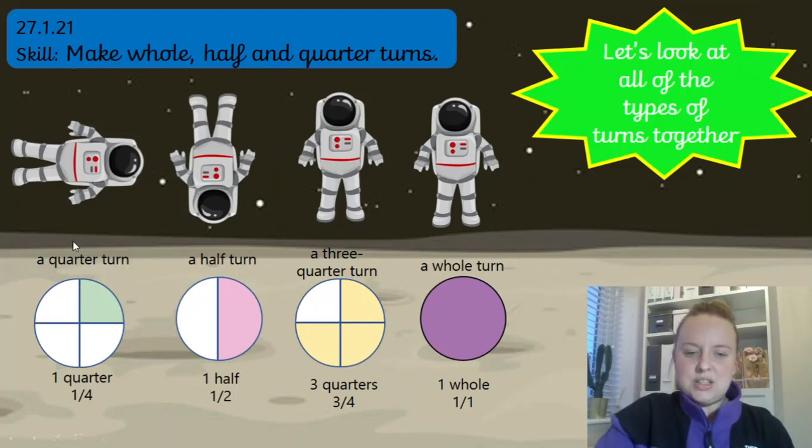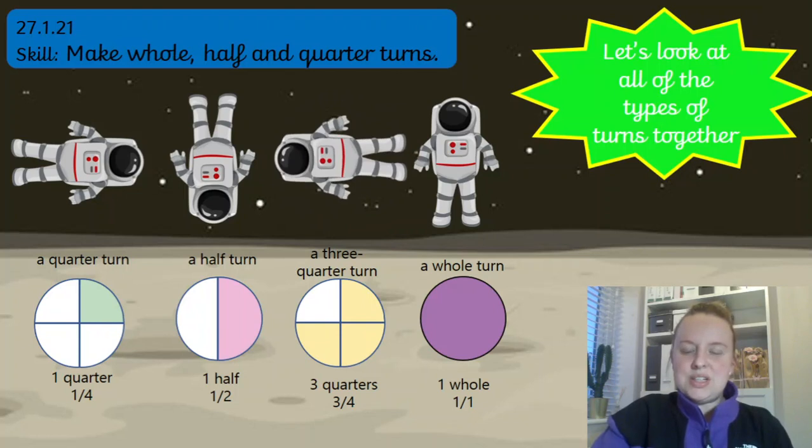Can you see the circle underneath? Half of the circle is shaded in. Now we can write 1/2, because 1 out of the 2 pieces is coloured in. 1/2. Let's see what the next astronaut does.